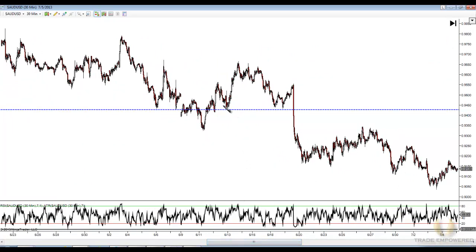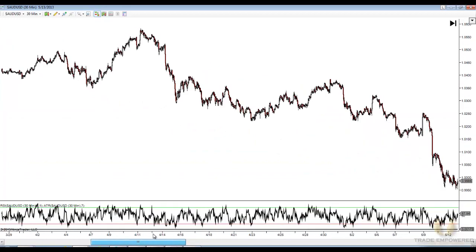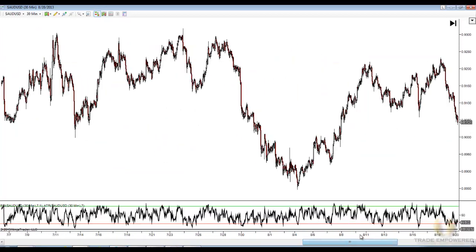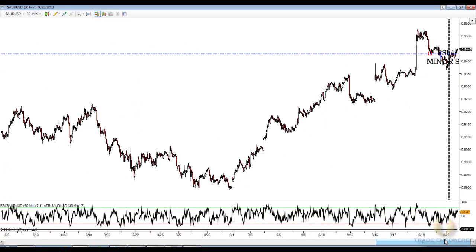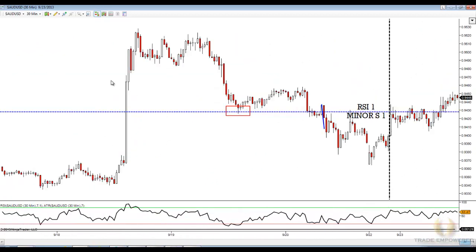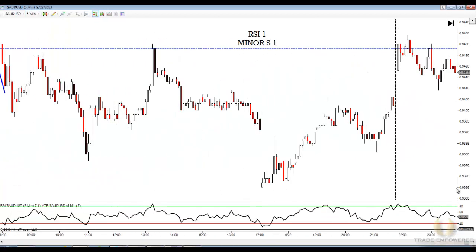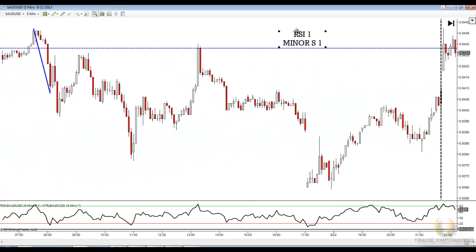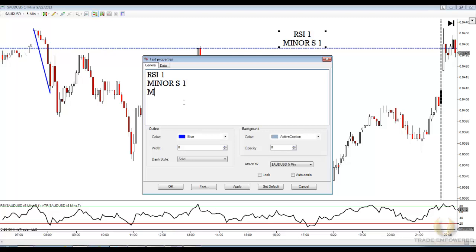You can see structure hits right here as well. Right here as well. And then essentially 2 times right there. So I think it's safe to say that we have a major structure. Structure hits that same point about 3-4 times, so I would call that major structure. So let's go back down to our 5-minute chart. And we give ourselves major structure, 2 points.